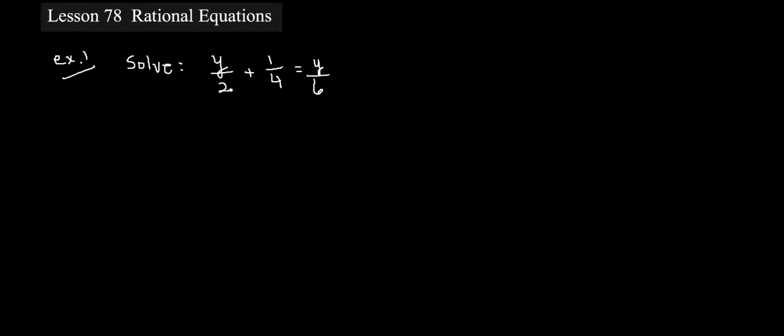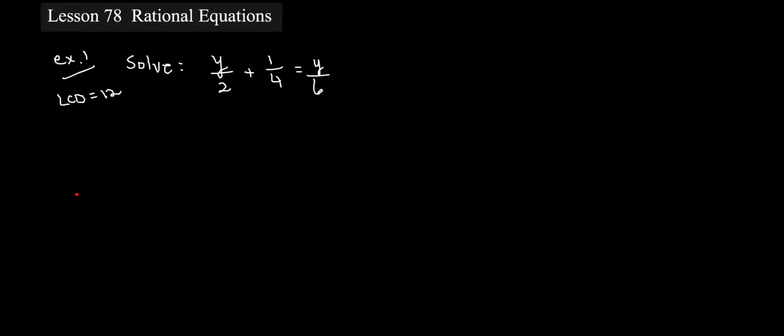So to get rid of them, all you do is you look at all your denominators and you find your lowest common denominator. Our denominators are 2, 4, and 6, so our LCD is 12. As long as you multiply everything in an equation by the same number, it doesn't change the value of the equation and the equation stays balanced.